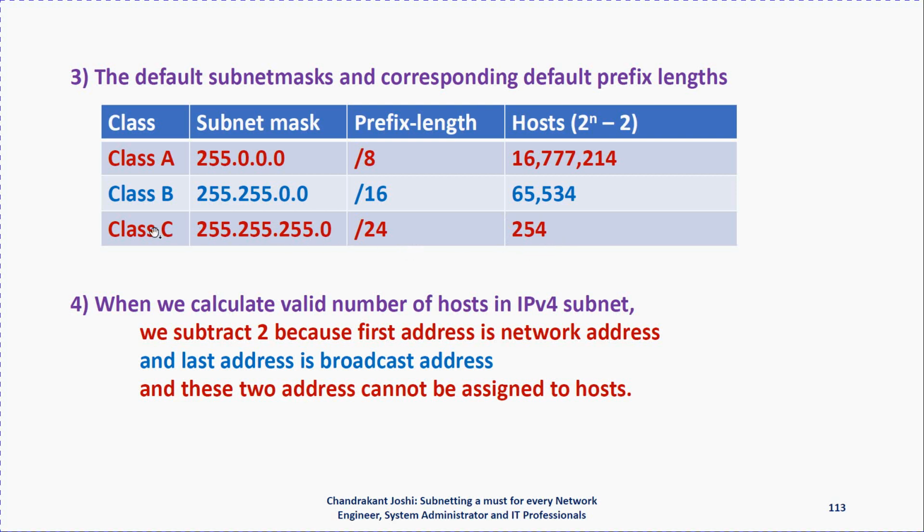Don't forget that class C has got 256 different private subnets, whereas for class A and class B by default it is one single subnet for class A, one single subnet for class B. When we calculate the valid number of hosts in an IPv4 subnet, we subtract 2, because the first address is the network address and the last address is the broadcast address, and these two addresses cannot be assigned to a host. This is yet another rule for IPv4.